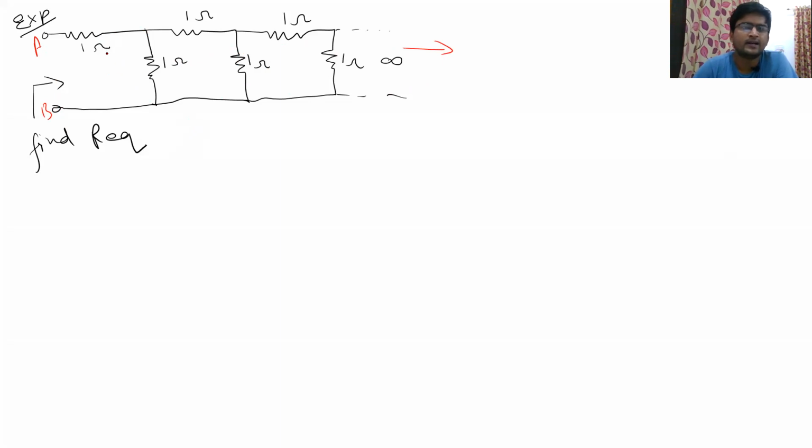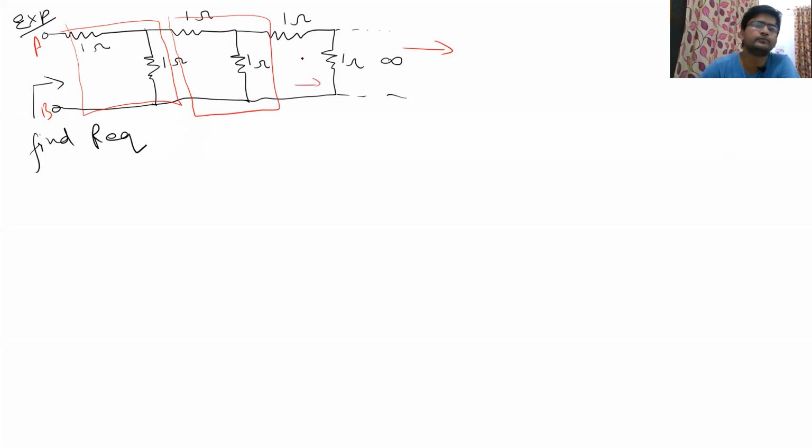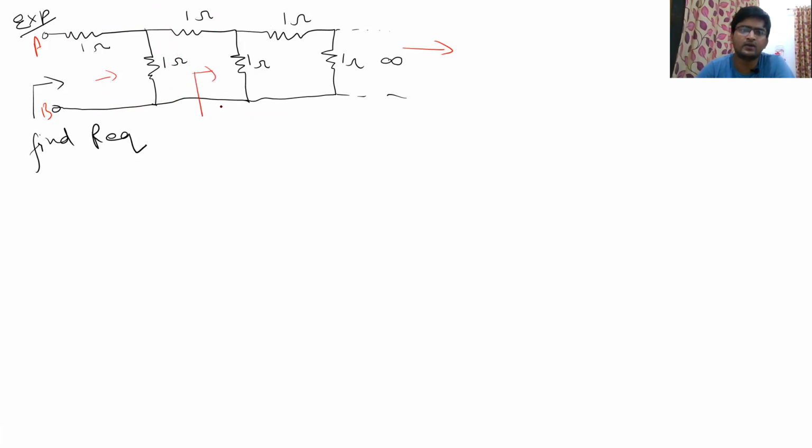You can see that this particular arrangement of resistance is getting repeated every time, right? Since it is going infinitely, you can say that the value of R equivalent here will be the same as the value of R equivalent here, because infinity minus one particular circuit is also infinity. So if this is R equivalent, this value will also be R equivalent, right?